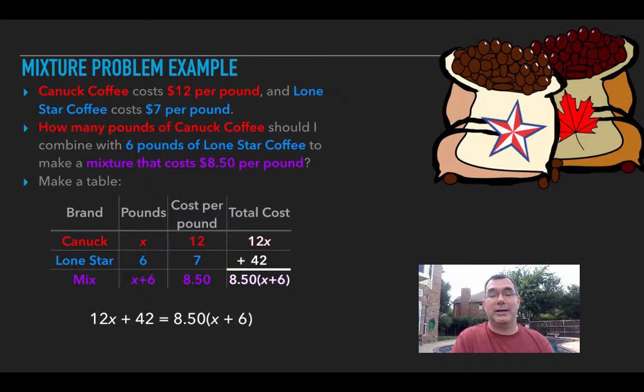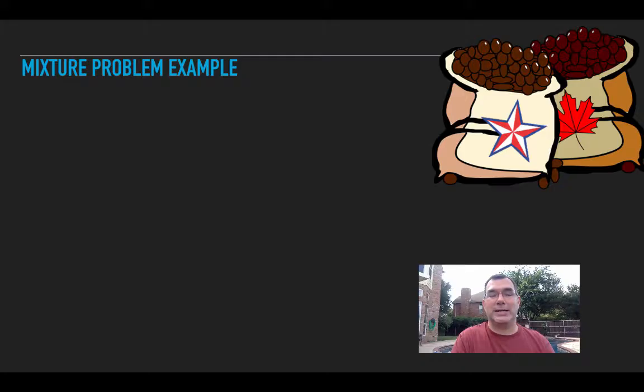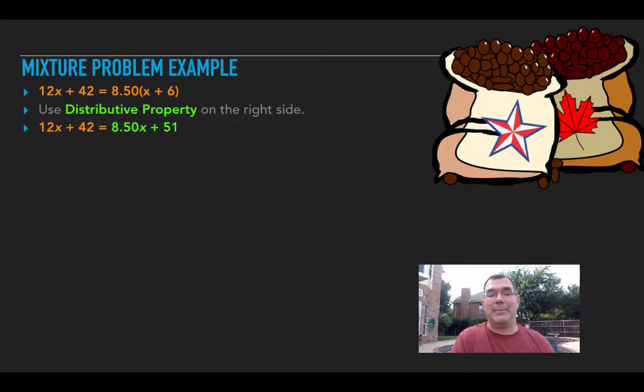So this is an equation that has lots of things that we've already discussed in this chapter. Let's get to solving it. The first thing I need to do is get rid of those parentheses. So $8.50 needs to be multiplied by the x and by the 6. And if I do that, I get $8.50 times x plus 51.